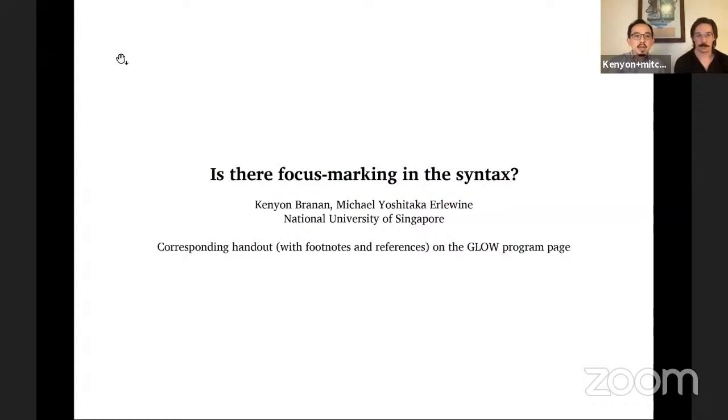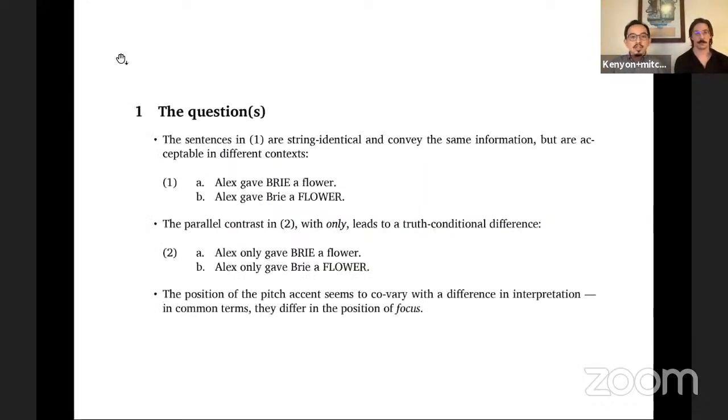I want to start by setting the stage with this question. We know that the sentences in (1), the pair there, are string identical and convey the same information, but are acceptable in different contexts, right? Alex gave Brie a flower versus Alex gave Brie a flower. There's a parallel contrast in (2) where we added this word 'only', and actually now it leads to a truth conditional difference. So the position of pitch accent here seems to co-vary with a difference in interpretation. So in common terms, they differ in the position of focus.